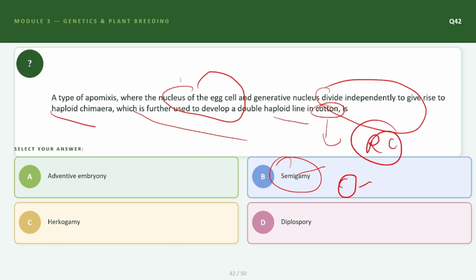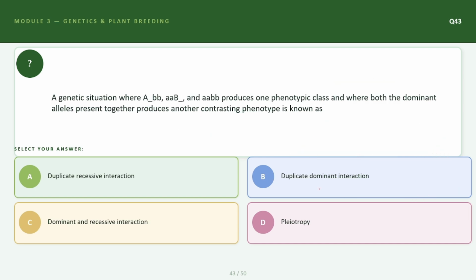There is a fusion of male and female gametes, but male and female gametes develop independently into haploid gametes, and they will produce haploid plants. That procedure is called semigamy. Then the genetic constitution where this produces a phenotypic class where both dominant alleles are present together. It is a very easy, direct question.